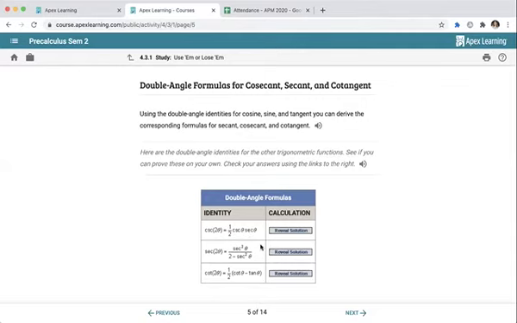All right, same thing's going to happen for secant and cotangent. So start with secant. What does secant actually stand for? 1 over cosine. And then this is a double angle, so you replace the double angle, all of that lovely stuff. Same thing with cotangent here.